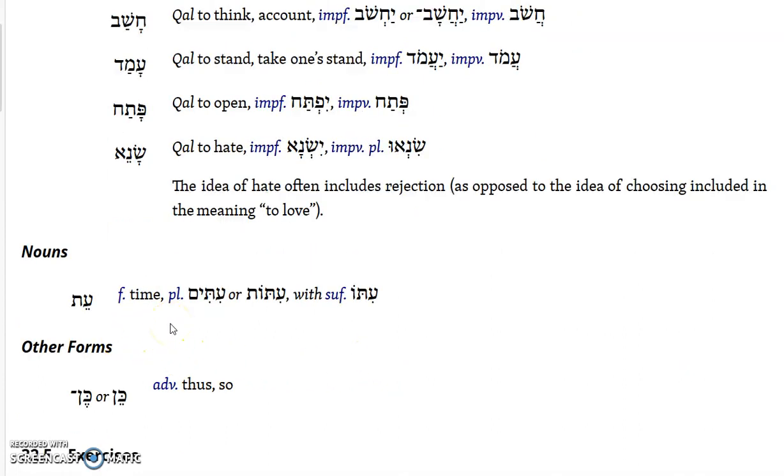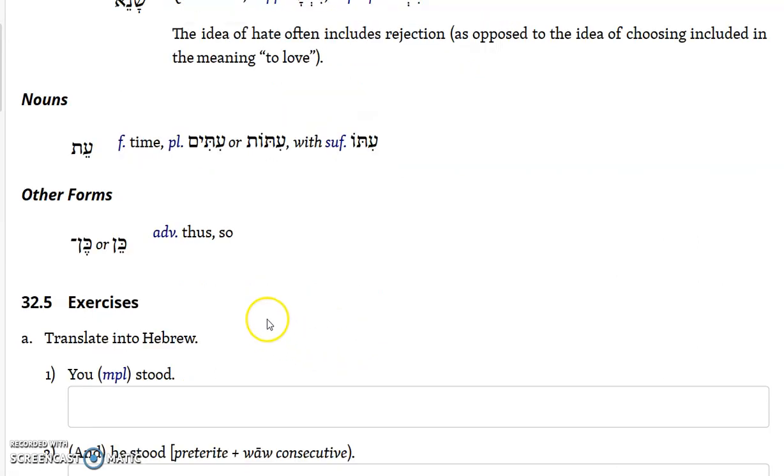Et means time, one of the words for time. Notice a geminate, so when you make it plural, you get itim with an i vowel and a doubling, or itot, sometimes spelled feminine. It is feminine, but sometimes it has gender confusion and shows up as a masculine look. And then with a suffix, you end up with ito. And one last form is ken or ken, kain or ken. Kain if it's by itself, ken if it's got a maqqef attaching to it. But anyway, that means thus or so. So that's a little bit about the vocabulary.